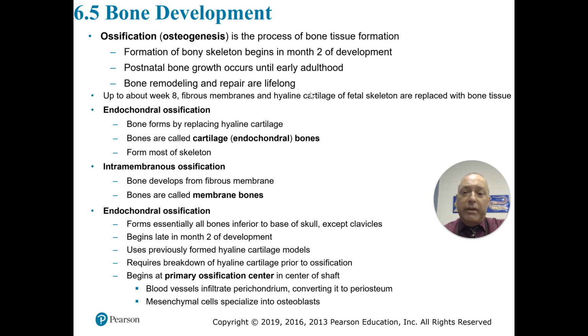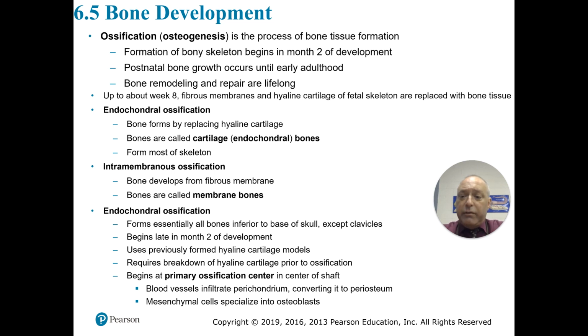So ossification, or osteogenesis, is a process of bone tissue formation, and it begins at month 2 of development and goes postnatal until early adulthood. But bone remodeling occurs all the lifetime. So there are different kinds of bone development. We've got endochondral ossification and intramembranous ossification. So I will review these.